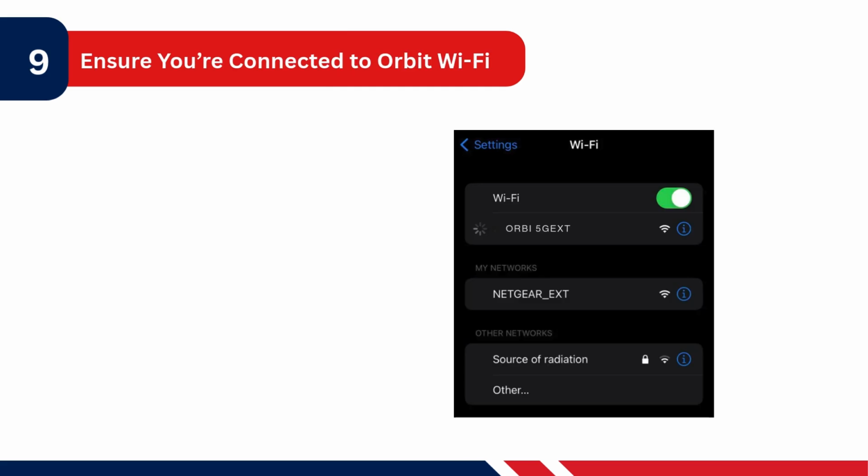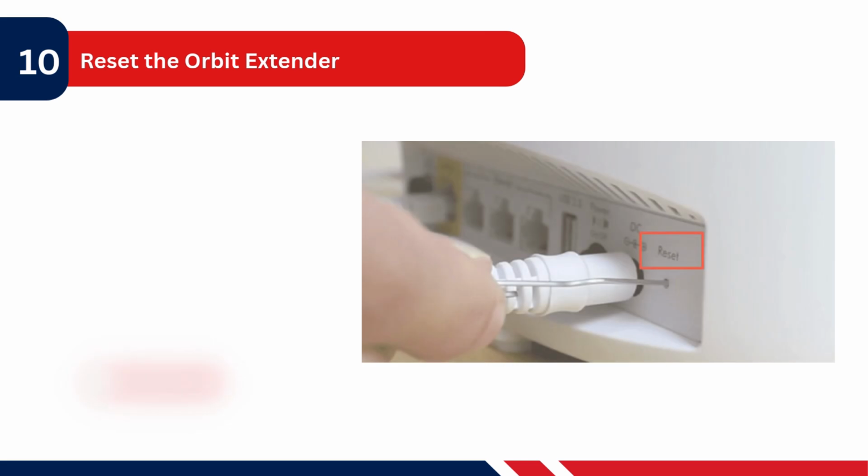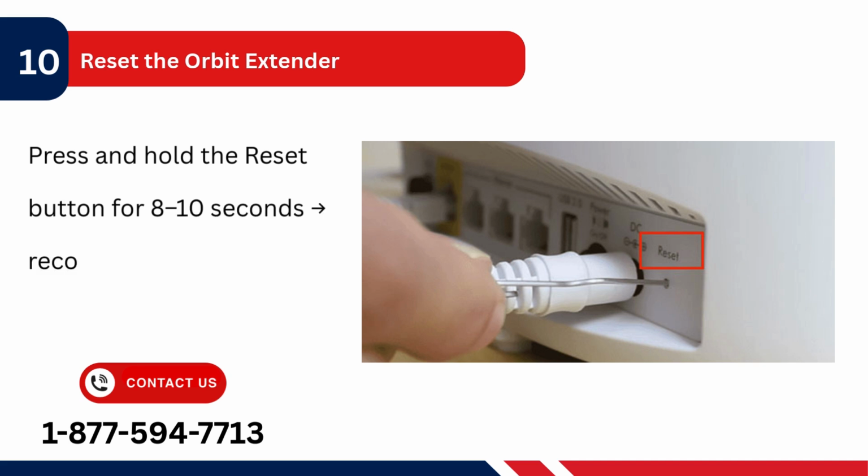9. Ensure you're connected to Orbit Wi-Fi. Connect to the extender network like Orbit Ext, Orbit Setup, or similar. 10. Reset the Orbit extender. Press and hold the reset button for 8 to 10 seconds, then reconnect and try login again.